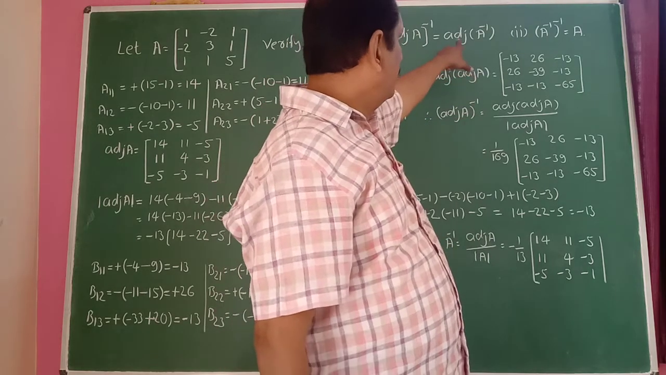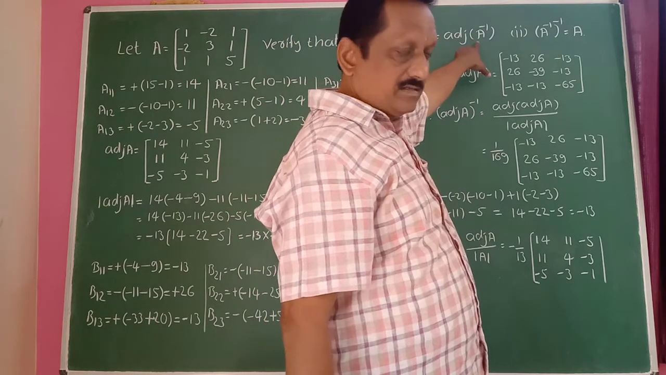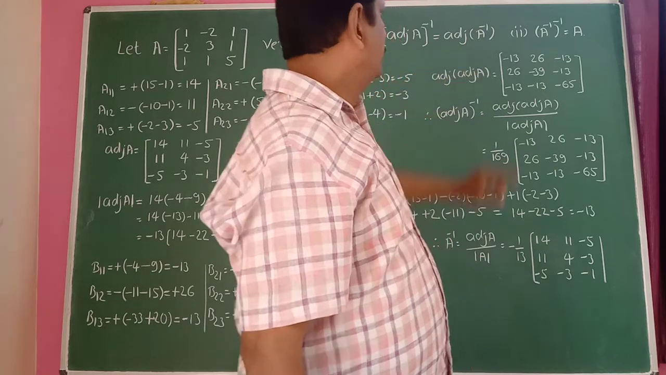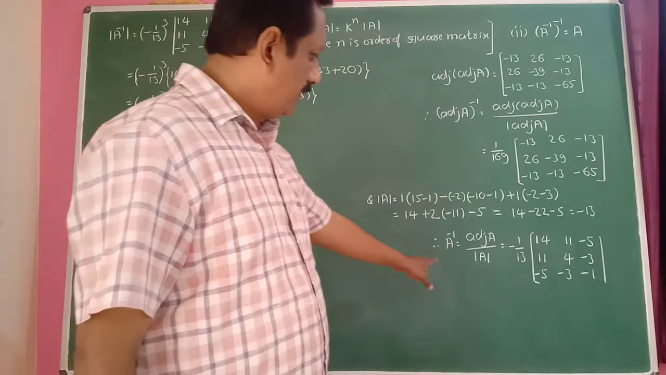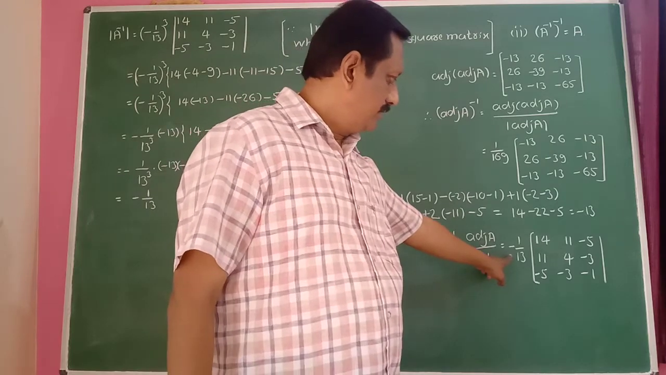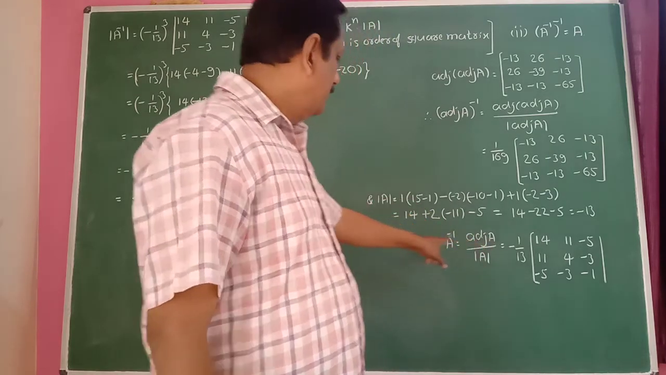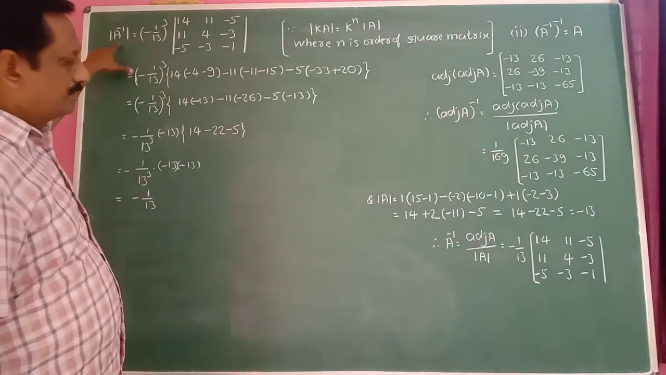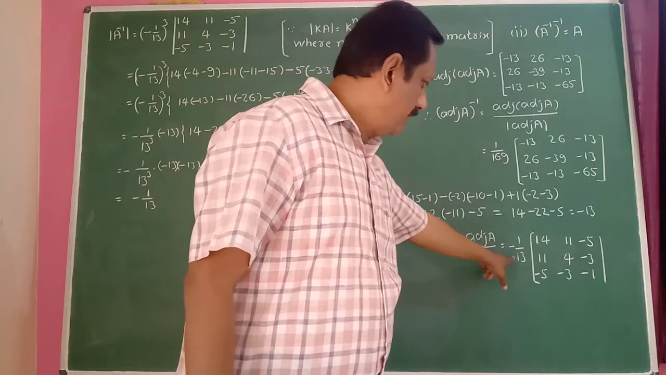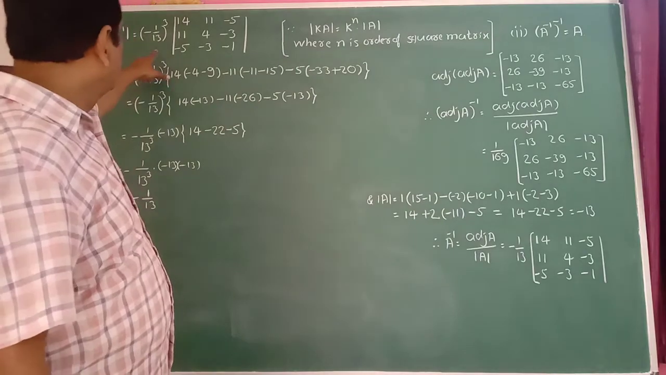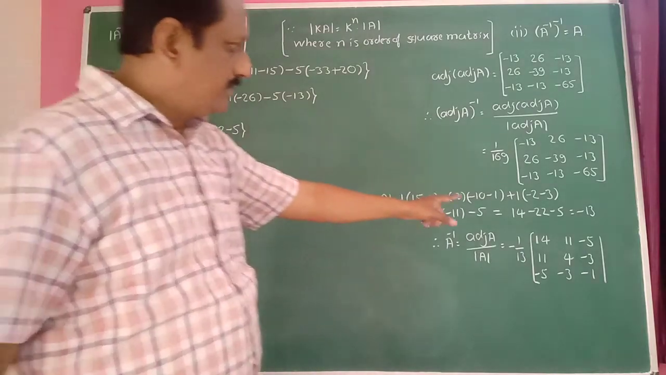Then you find the adjoint of A inverse. Here A inverse is this matrix. Then find its determinant. Okay, so the determinant of A inverse is equal to minus 1 upon 13 raised to 3 into its determinant here.